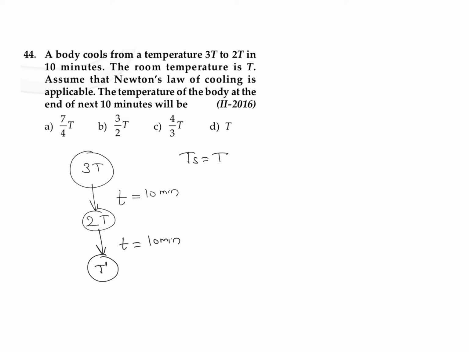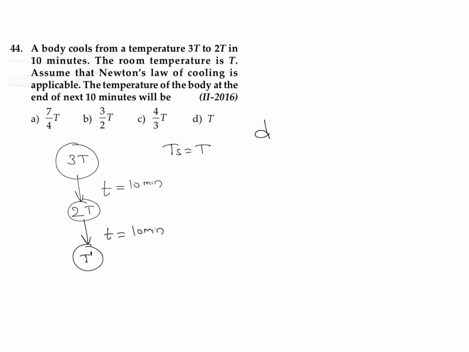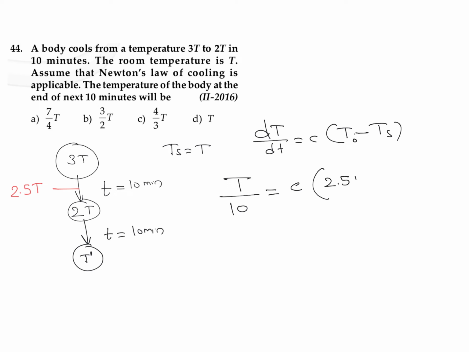Now we can apply Newton's law for these two situations. According to Newton's law of cooling, we can write dT divided by dt is equal to a constant into the temperature of the object minus the temperature of the surroundings. In the first situation the temperature is changing from 3T to 2T, so the change in temperature is T, divided by the time taken, 10 minutes, is equal to the constant into the temperature of the object. We are going for the average form of Newton's law, so we write 3T plus 2T, which is 5T divided by 2, an average value of 2.5T. So instead of the temperature of the object, we write 2.5T minus the temperature of the surroundings, which is T.